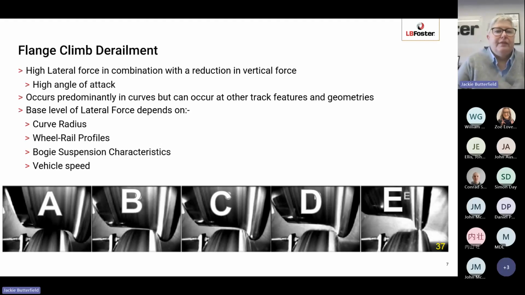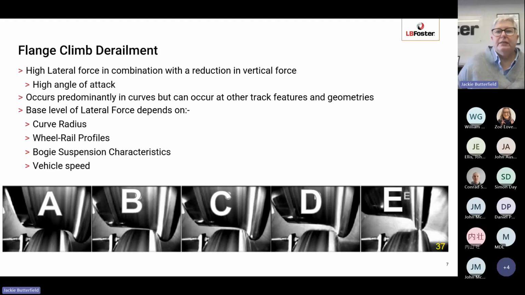So the base level of lateral force that you would experience in a curve will depend on the curve radius. It will also depend on the wheel and rail profiles and the relative wheel and rail profiles as well. So how conforming are the wheel and rail profiles to each other? It will also depend on the vehicle itself, on the bogie suspension characteristics. So it's very much a function of dynamics and also a function of vehicle speed.